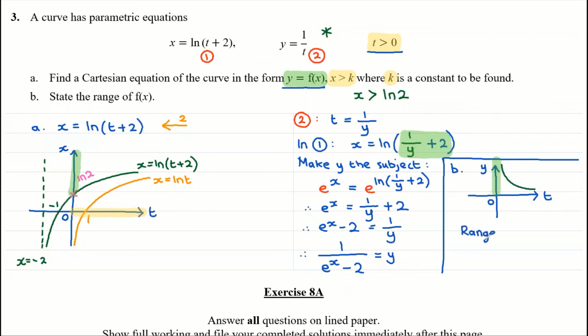So the range: y is greater than 0, and that was just looking at the y equation. You just need to deal with that. You don't need to worry about the Cartesian form that we just found. That looks a lot more complicated. It's a bit more complicated in a sense, but just stating that y is greater than 0 will be absolutely fine.